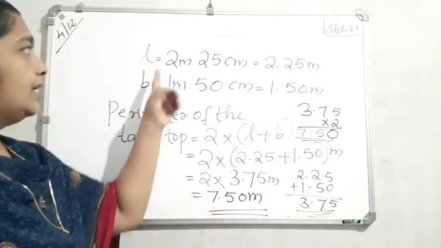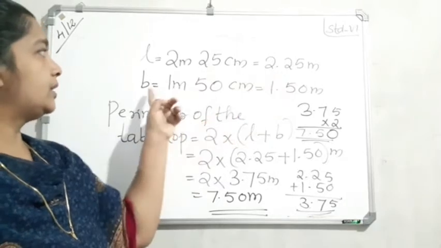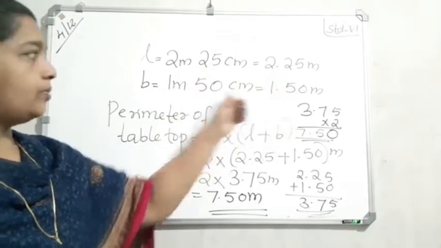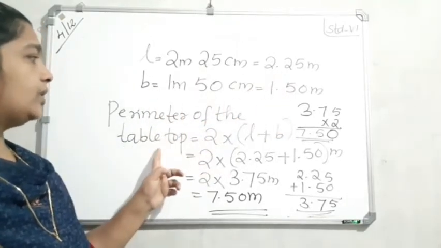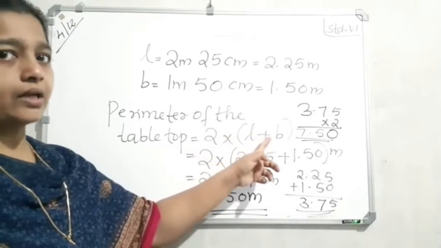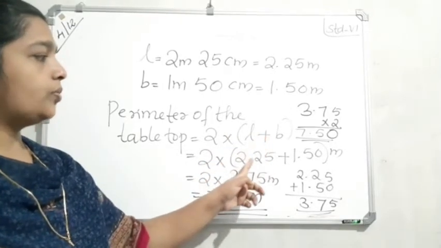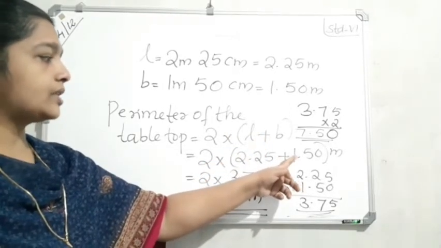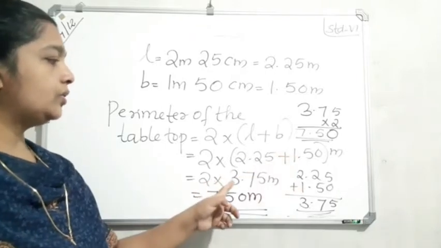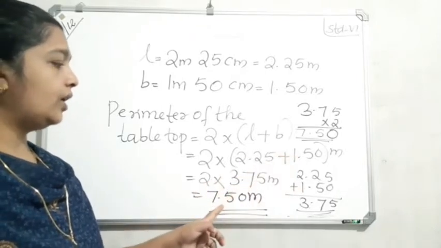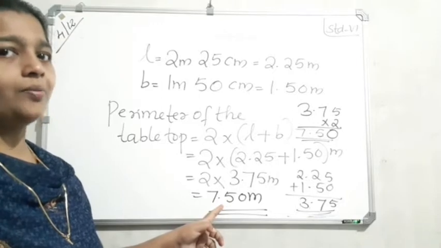Once more. Length 2.25 meter, breadth 1.50 meter, perimeter of the tabletop 2 into length plus breadth. First you want to add 2.25 plus 1.50, that equal 2 into 3.75, that equal 7.50 meter.